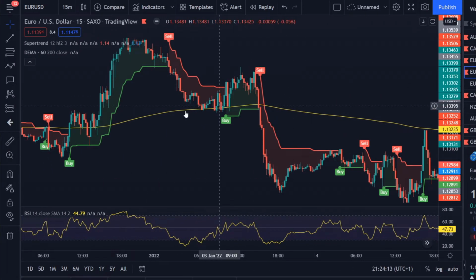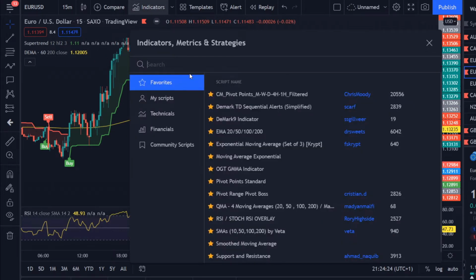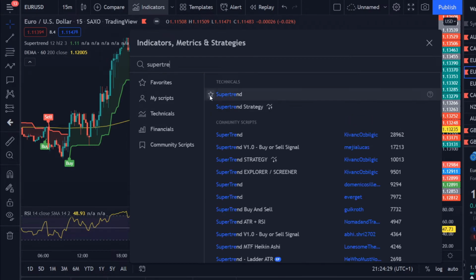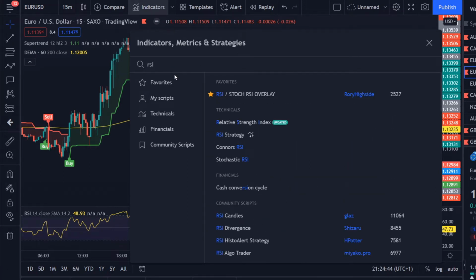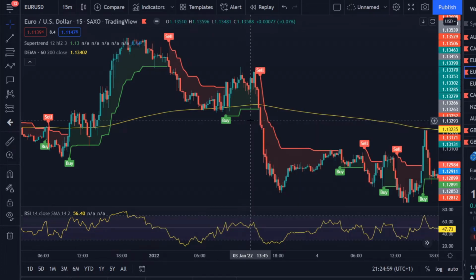Alright, so we use three indicators. We use the Supertrend, the Dema, and the RSI. So we go to indicators. We are looking for the Supertrend over here, and we click on this one. Then we look for the double EMA, the Dema, which stands for the double EMA, and finally the RSI. You need to click on the relative strength index. These three indicators are all we need.